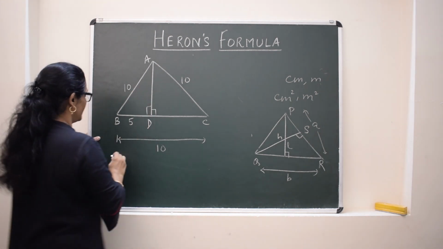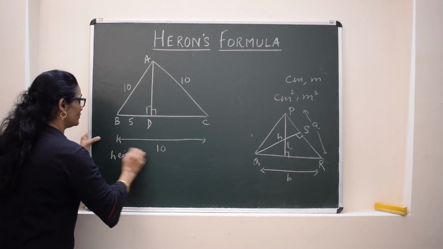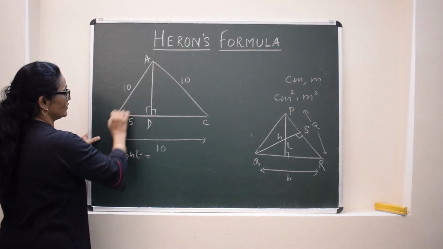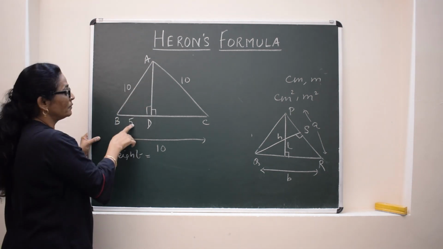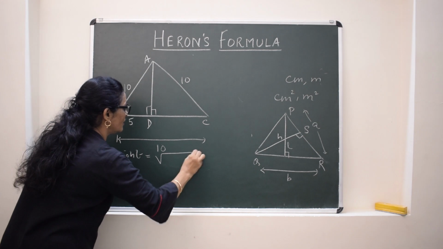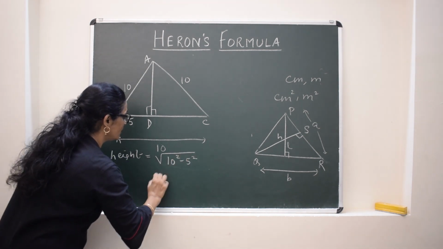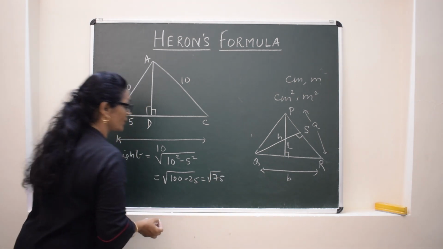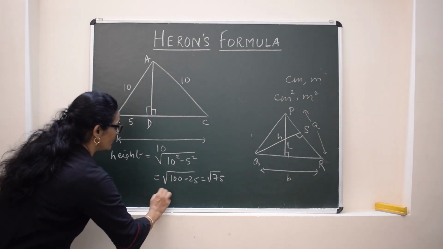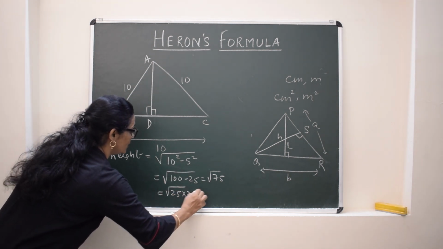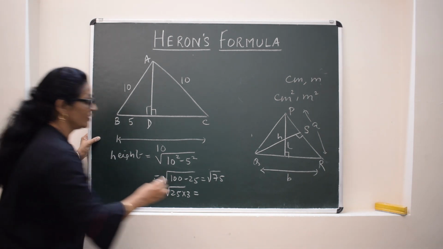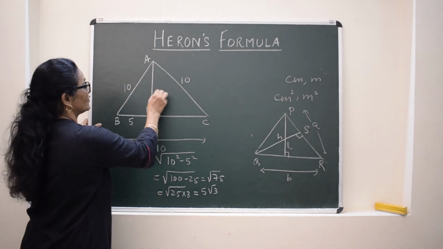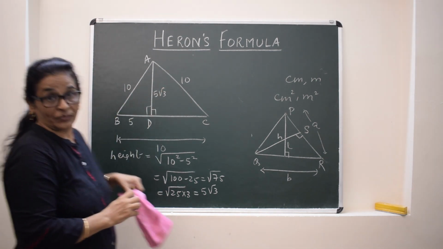So in this case, the height of this triangle, that is AD, will be under root of 10 square minus 5 square. That will be 100 minus 25, means under root of 75. Under root of 75 can be expressed as 25 into 3, and under root of 25 is 5. So that will be 5 root 3. And once you know the base and the height, that is 5 root 3, we can calculate its area.